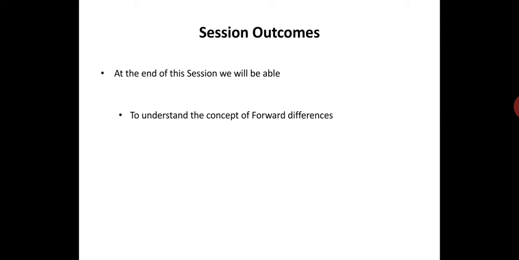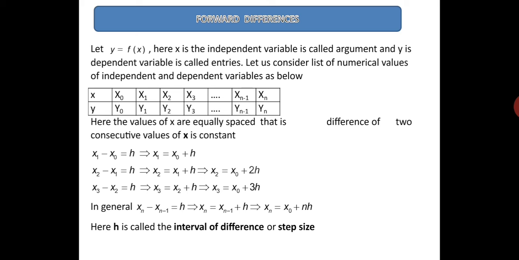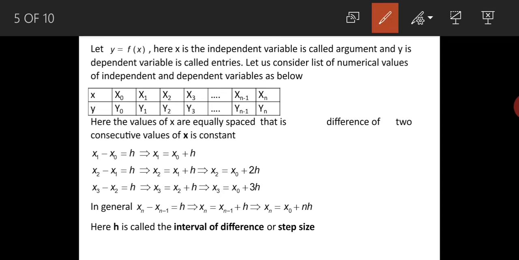Now, at the end of this session, we will be able to define what we mean by a forward difference. So, let us define the forward difference. Let us take a function y is equal to f of x. Here we know that x is called an independent variable and y is called a dependent variable.